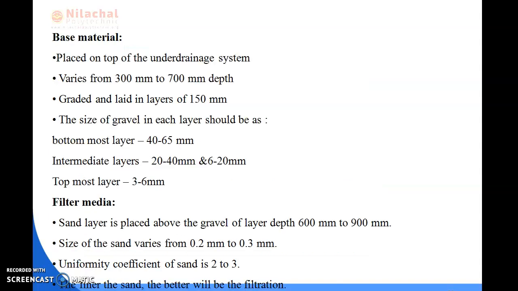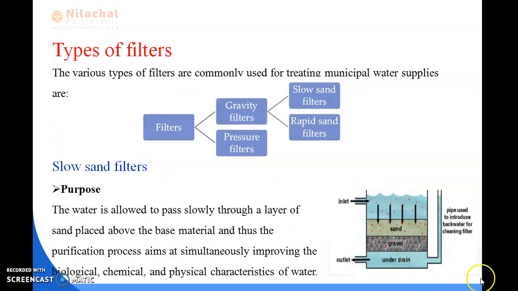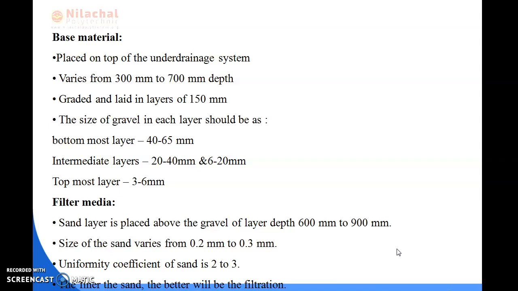Next, we will be reading about the base material, that is gravel. It is placed on top of the under drainage system, you can see here in the diagram. It varies from 300 mm to 700 mm depth, graded and laid in layers of 150 mm. The size of the gravel in each layer: the bottommost layer should be 40 to 65 mm, the intermediate layer, that is the middle layer, is between 20 to 40 mm, and it can also be layered as 6 to 20 mm, and the topmost layer should be 3 to 6 mm. So this is all about gravel, the base material which is placed on top of the under drainage system.